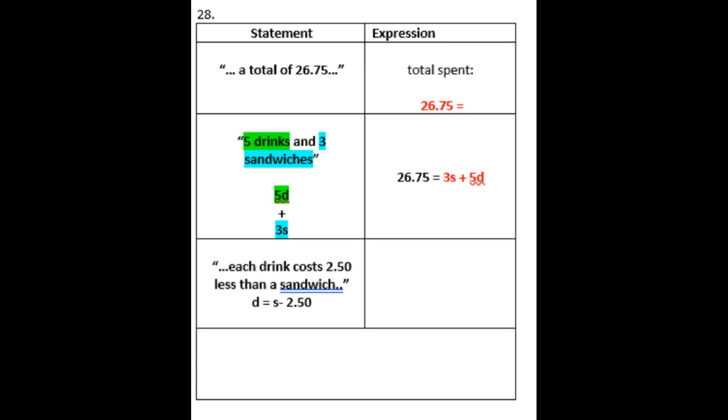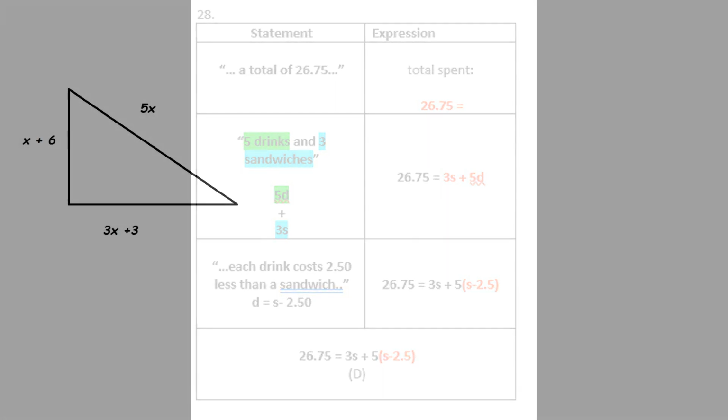But now, let's break the D part down. Each drink costs $2.50 less than the sandwich. So D is the same as the sandwich cost, S minus $2.50. So like we just did there, 2675 equals 3S plus 5 times the quantity S minus 2.5, or S minus 250. So our final equation, $26.75 equals 3 times S plus 5 times S minus 2.5, or D.